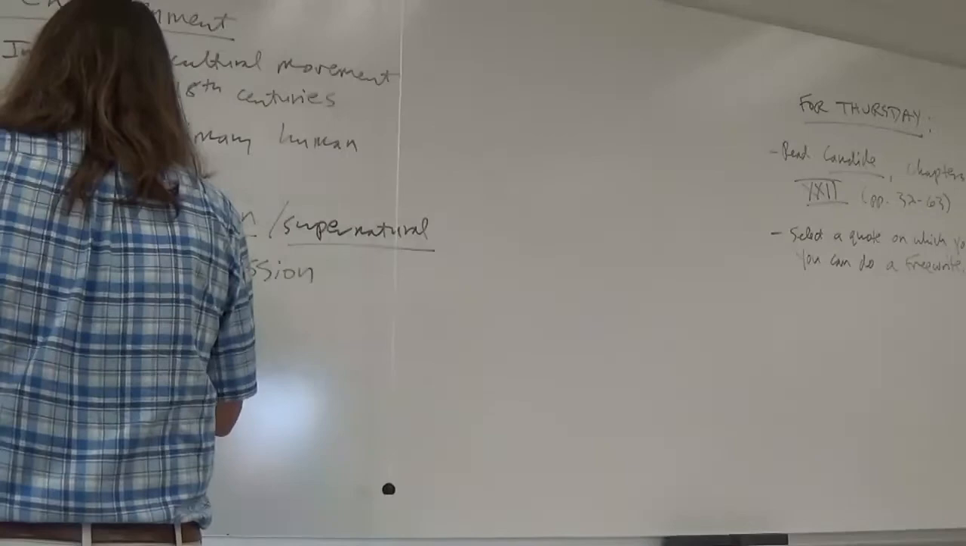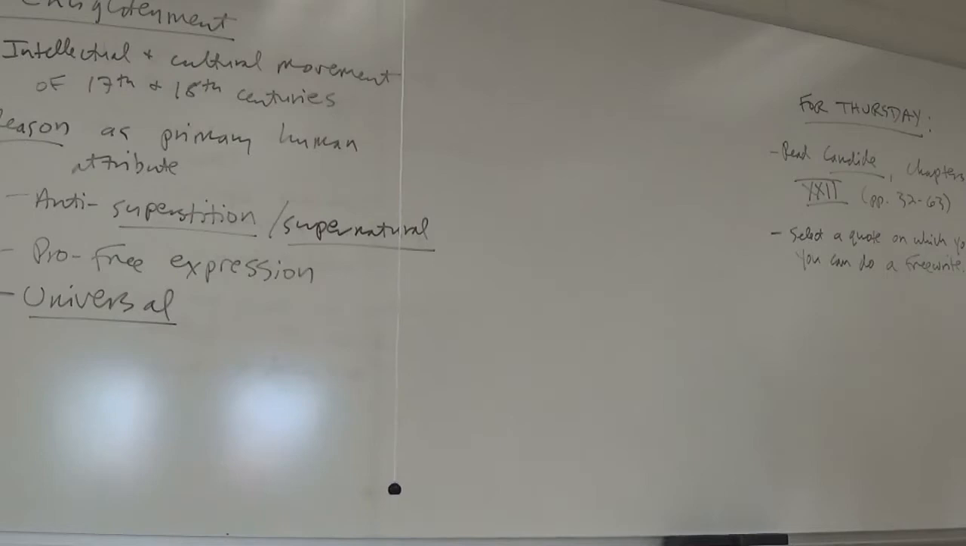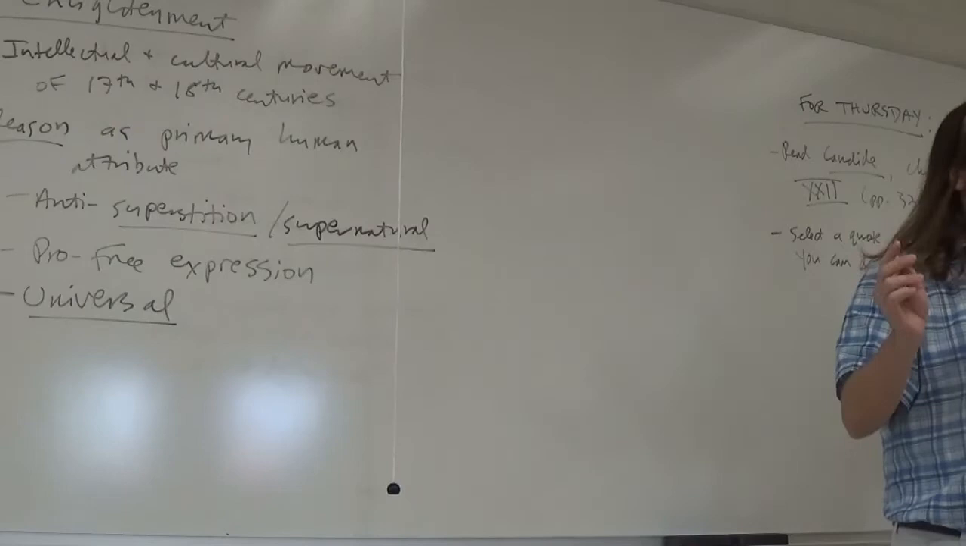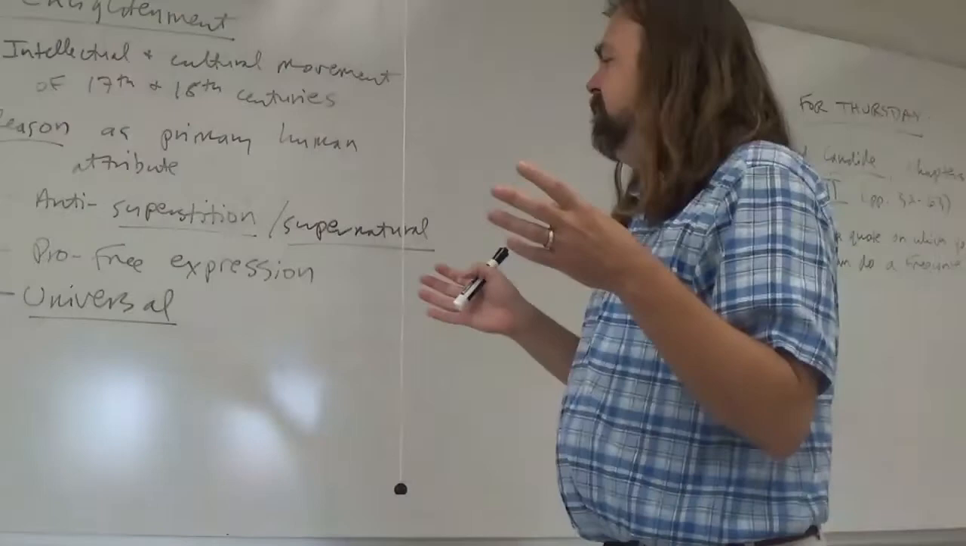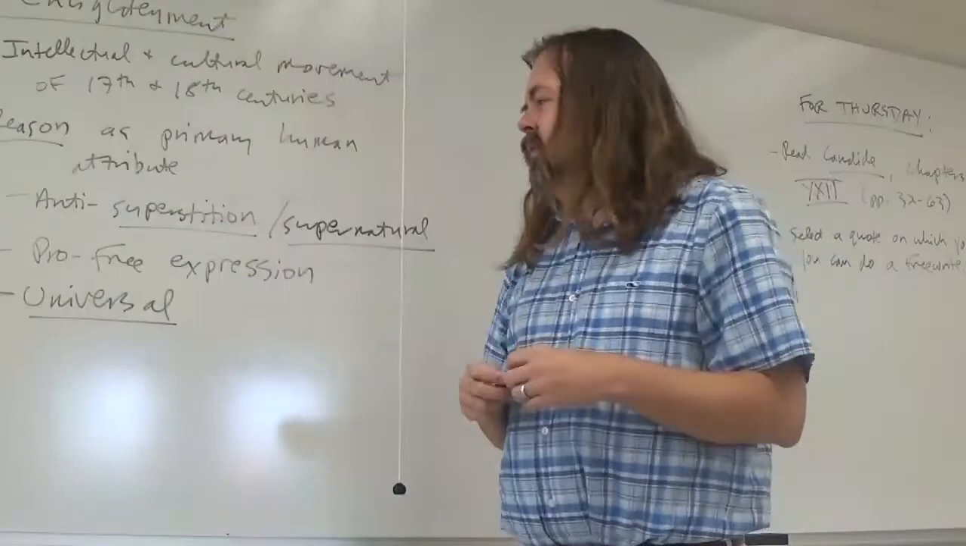Enlightenment thinkers also tend to prefer the universal over the specific. So they tend to like to think about ideas that they think cover all or most of humanity, right? They generally think that people are more similar than different, and that what applies to one group of people applies to another as well. That reason, for example, is universal among human beings.